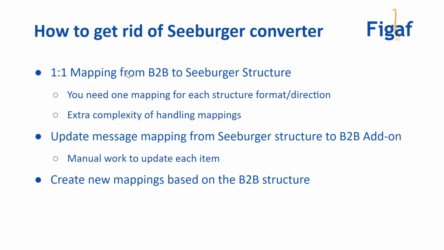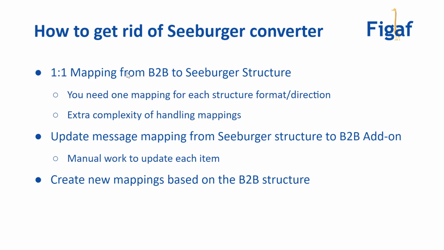It works, and then you obviously need to do it the other way around. The other approach is to take the seeburger structure, remap everything, and just have one message mapping. And then obviously that simplifies the monitoring at a later point in time and maintenance, because you know there's only one place you need to maintain all the mappings in.